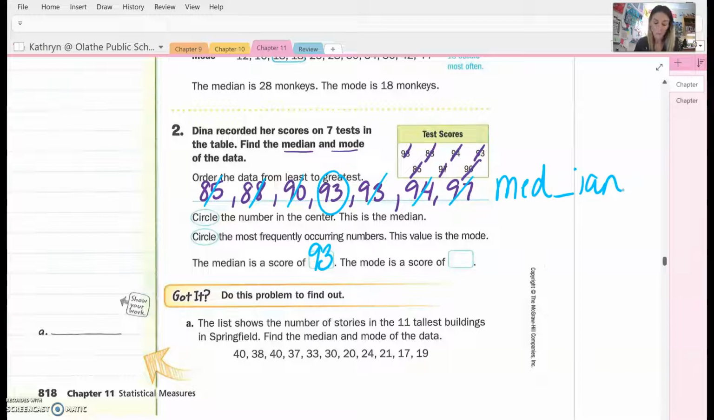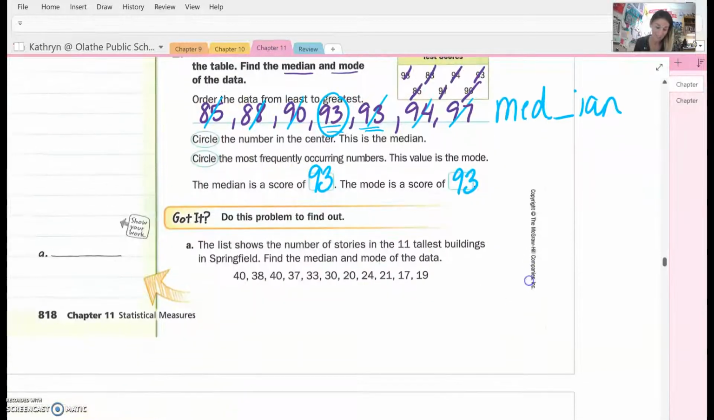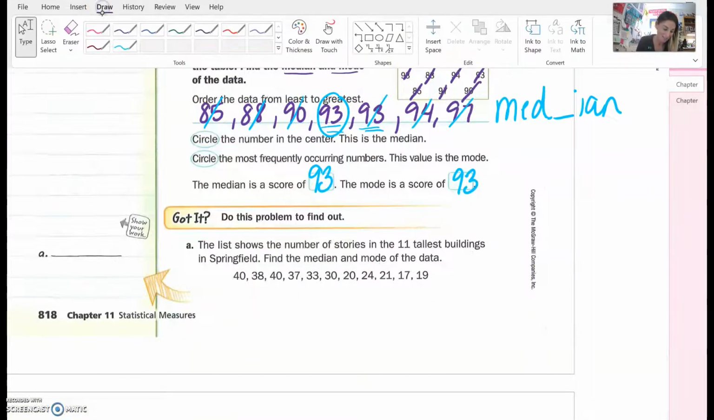All right, the next one, the mode, the number that occurs the most often. Let's see, do I have any numbers that repeat? When I'm looking at my set of data, I see that 93 repeats twice. I don't see any other numbers that repeat, so therefore, my only mode, the number that occurs the most, is 93. All right, easy enough, right? Let's take a look at this next one.